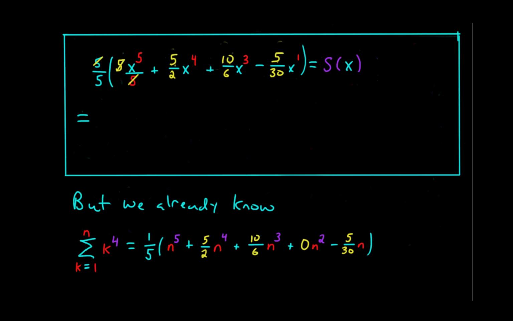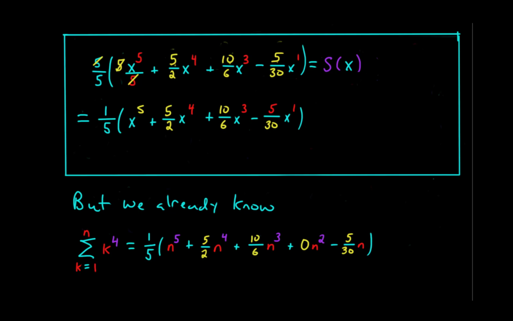I'm going to cancel out terms here, and I'll get that this equation equals 1/5 times open parenthesis x to the 5th plus 5 over 2 times x to the 4th plus 10 over 6 times x cubed minus 5 over 30 times x to the 1st. Well, one is an equation in x and the other is an equation in n, but we see that they're the same exact equation. Very cool.